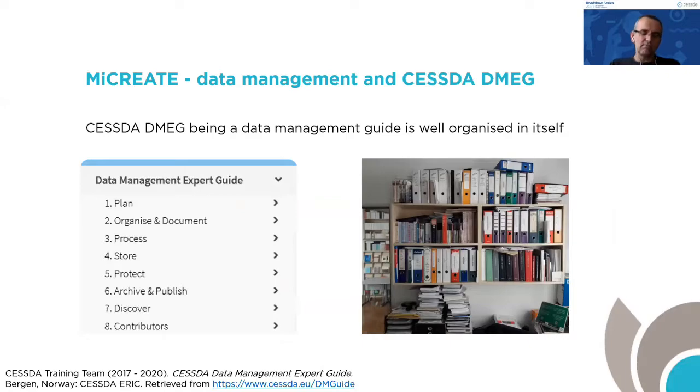The other thing, which is in itself quite obvious, DMAG being a data management guide, is that it's quite well organized, unlike the shelves in my office on the photo on the other side. These are the chapters within the Data Management Expert Guide. Once you go through it, you see this is the exact life cycle of data management, and the best way to tackle it is just go with the flow. Just click all the chapters. But on the other hand, it's huge. Once you start clicking, you see there is a lot of stuff hidden behind. So you can either just go to the specific chapter, but I really suggest that at least you take a short peek at all the chapters within the DMAG.